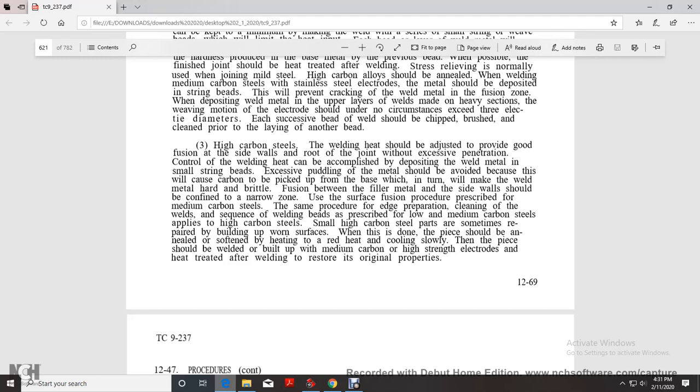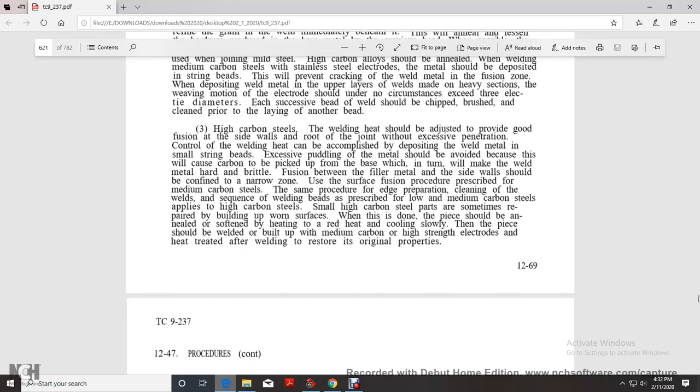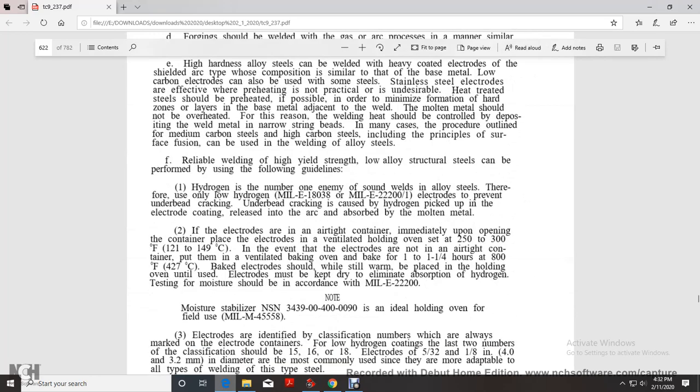The sequence of weld beads that is prescribed for low and medium carbon steel is applied to the high carbon steels. Small high carbon steel parts are sometimes repaired by building up the worn surfaces. They should be annealed, softened by heating to a red heat and cooling slowly. It should be welded and built up with medium carbon high strength electrodes and heat treated after welding to restore the original properties.